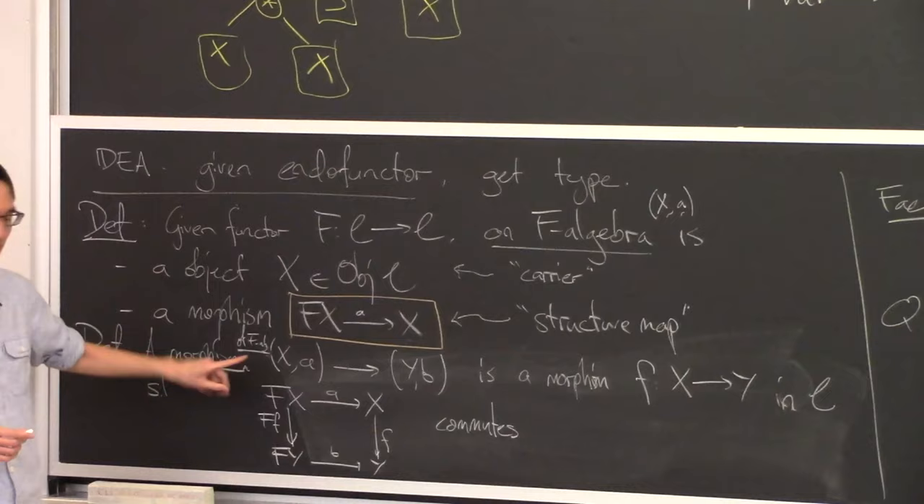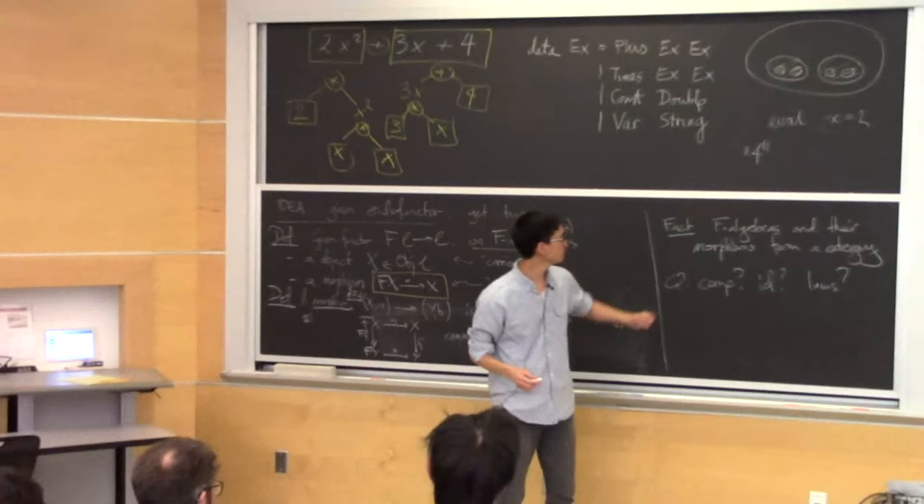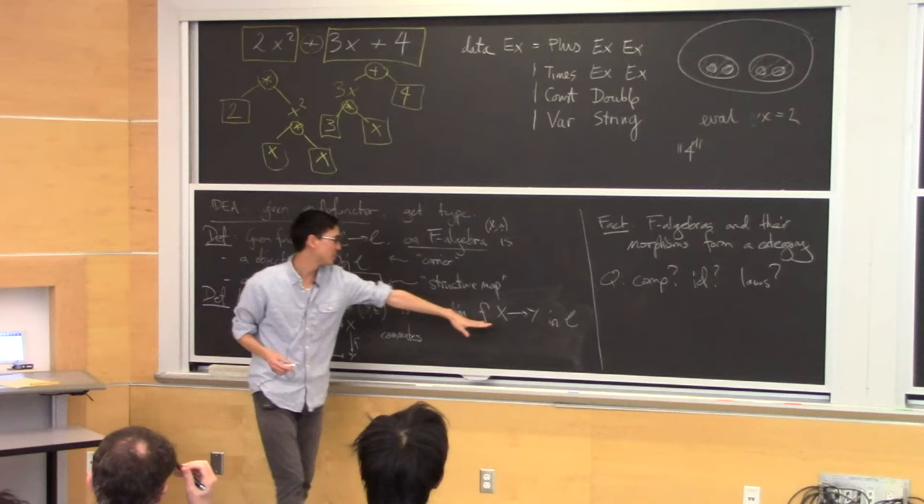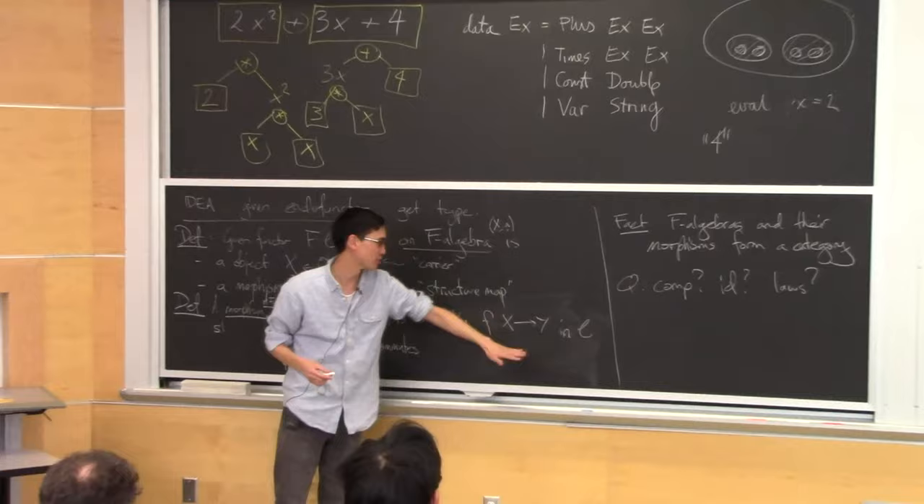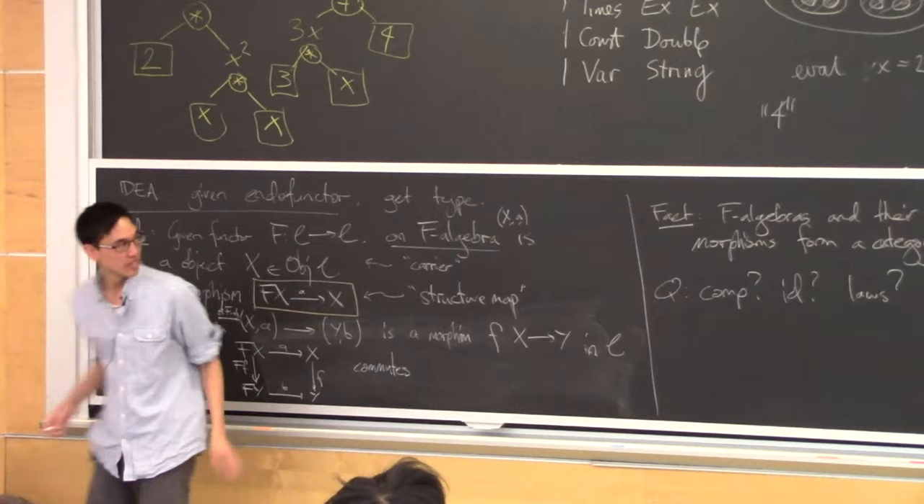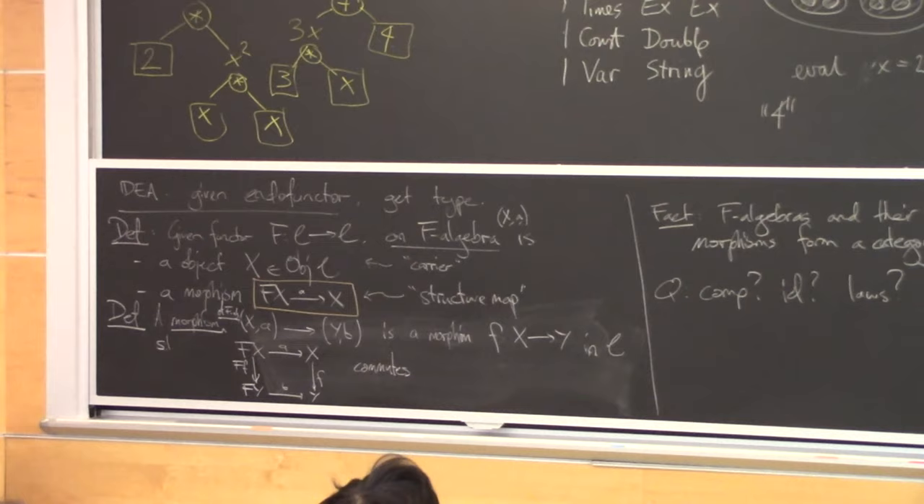OK. So hopefully you've been thinking about this while I've been answering questions. F algebras and their morphisms form a category. How do we compose, and what are the identities? The answer is that a morphism in this category of F algebras is just a morphism in C with this extra requirement, this extra property. And so we can inherit the composition, the identities and, in fact, the laws from C. So it's possible to work through that and prove that, indeed, we do have a fairly natural category structure here.